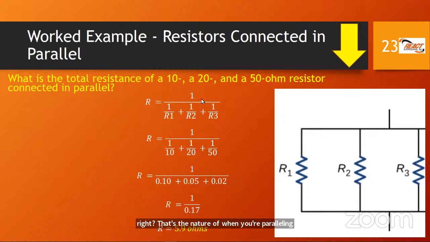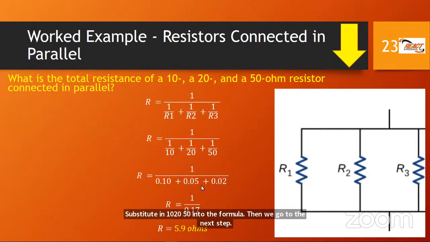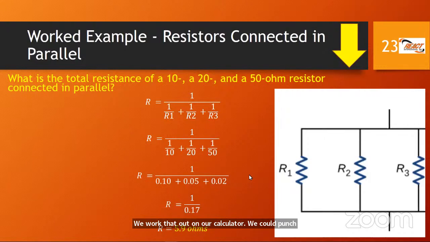So we will use our trusty reciprocal formula. R total is equal to 1 over the value of R1 plus 1 over the value of R2 plus 1 over the value of R3. What is R1? R1 is 10. What is R2? R2 is 20. What is R3? R3 is 50 ohms. And we just continue to the next step, substituting 10, 20, 50 into the formula. Then we work that out on our calculator. We could punch it in, however we don't have to do all of these steps.